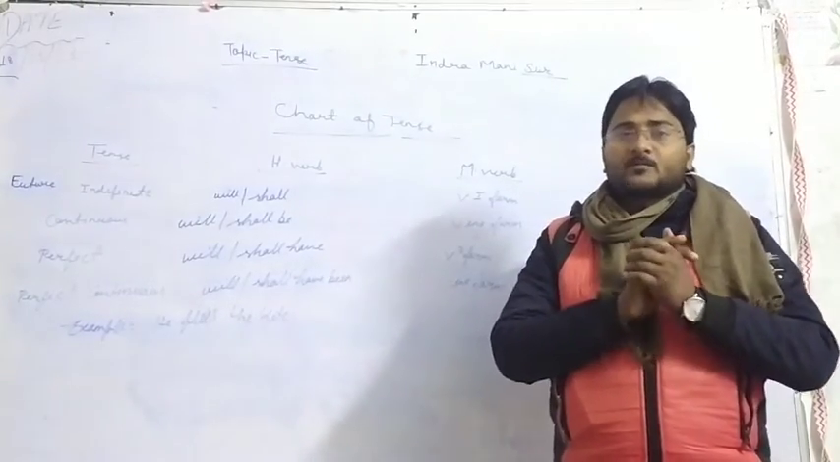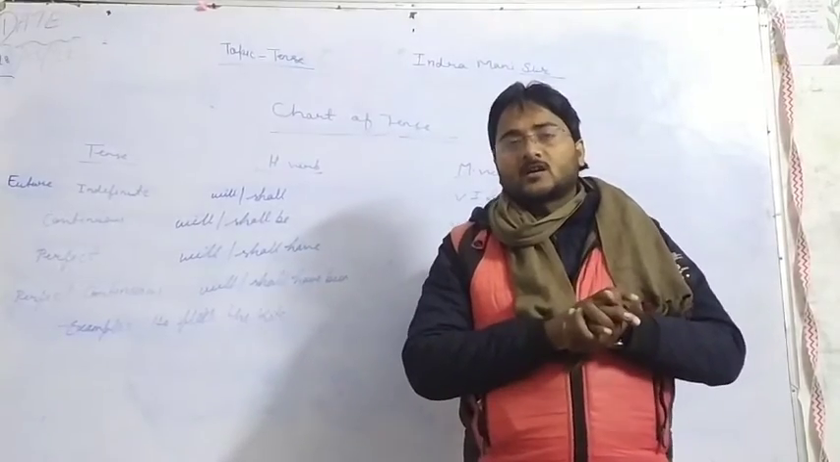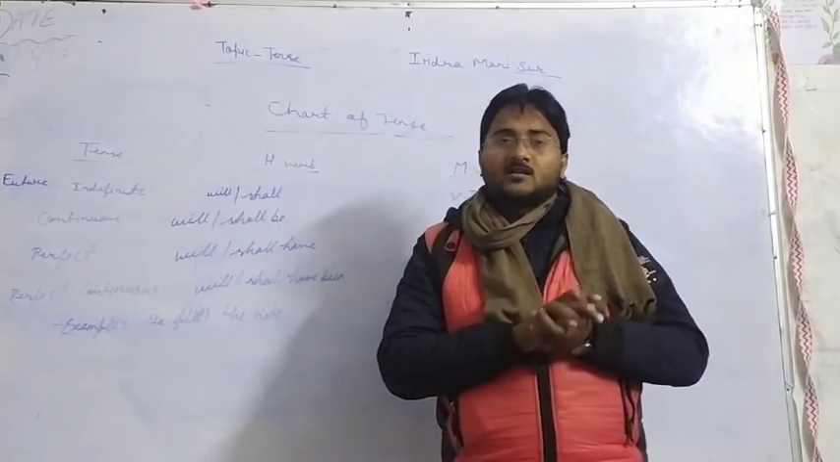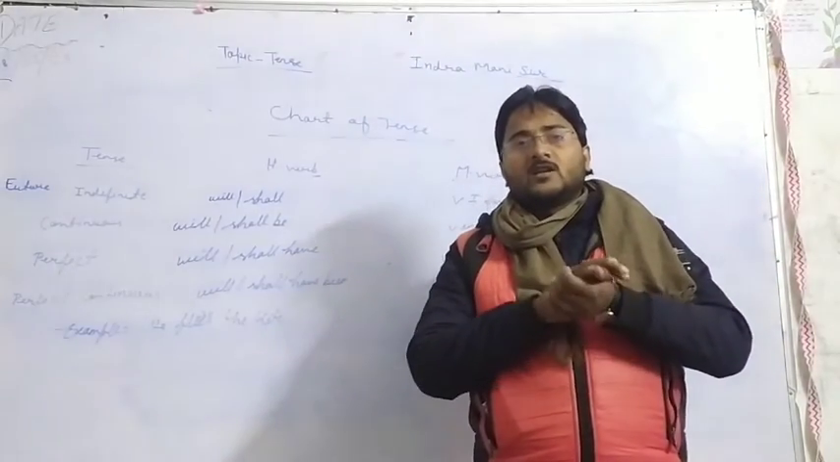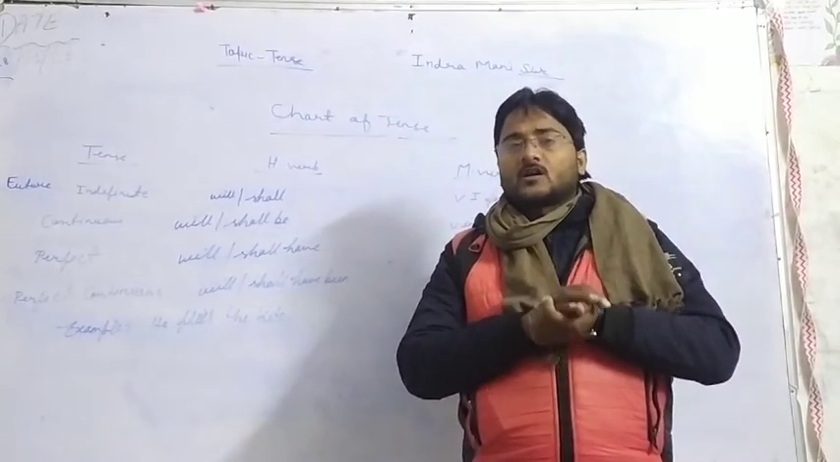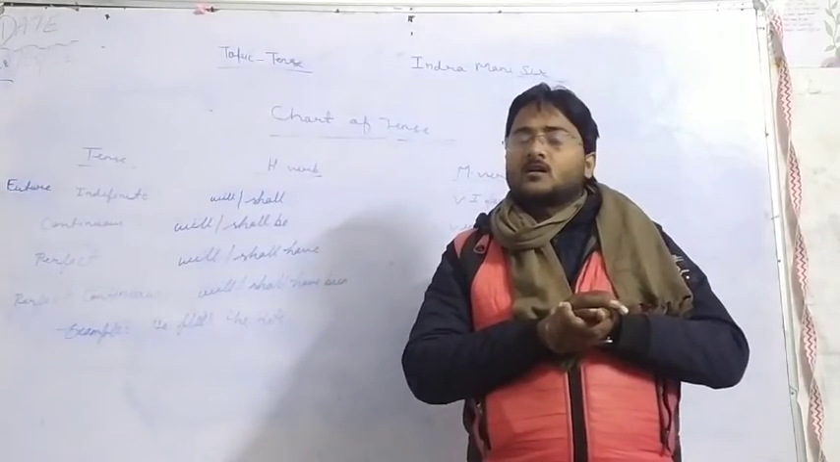And in future perfect tense: he will have flown the kite, he will not have flown the kite. Will he have flown the kite? Why will he have flown the kite? Will he not have flown the kite, and why will he not have flown the kite?